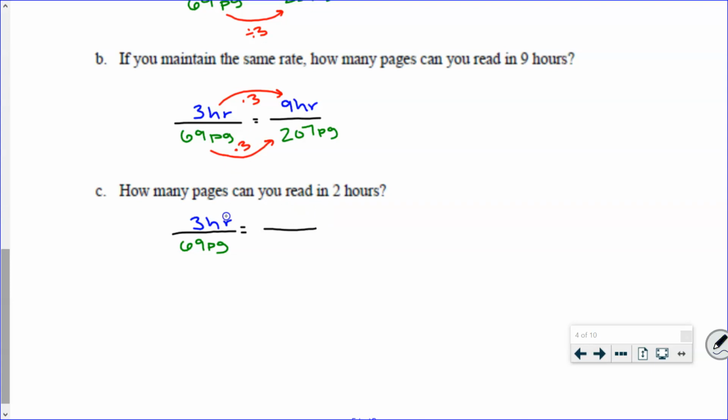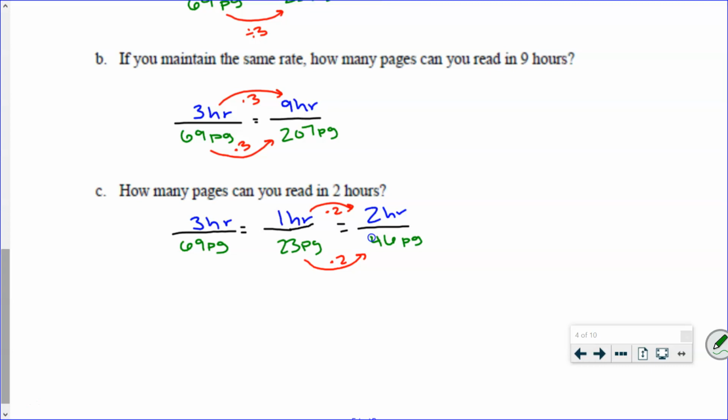Since it's not easy to change a 3 into a 2, we already know that this is the same as 1 hour to read 23 pages. Sorry, I'm trying to keep that nice and neat. And now, can you easily change a 1 hour into 2 hours? That's a much easier question, isn't it? So the 1 changes to a 2 by multiplying by 2. So the 23 multiplied by 2. And 23 times 2 is equal to 46 pages in 2 hours.